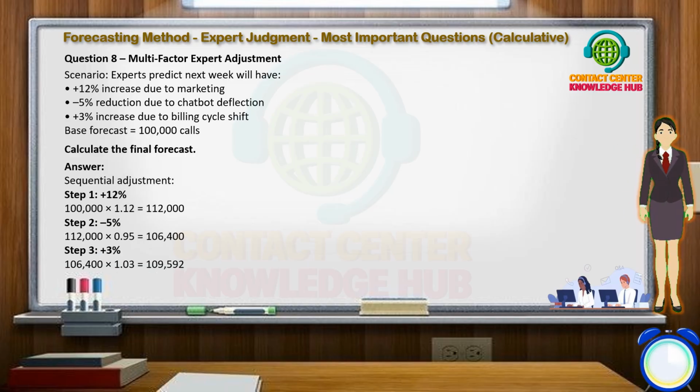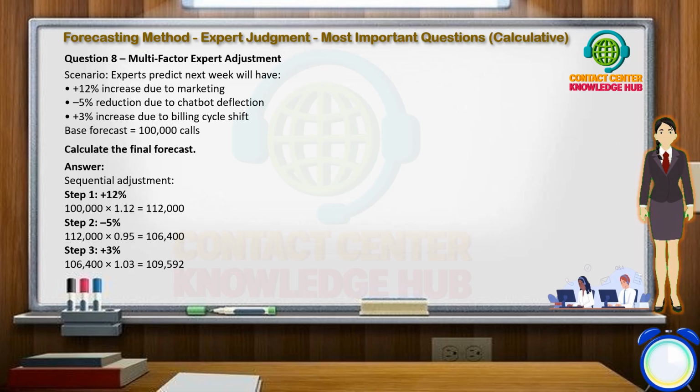Here is the answer. Because we have multiple factors, we will apply them sequentially, one after the other, to reflect how changes compound. Let's go step by step. Step 1. Apply the plus 12% marketing increase. Base forecast is 100,000. Increase factor is 1.12. So, 100,000 times 1.12 is equal to 112,000 calls. Now we have a new working forecast of 112,000.